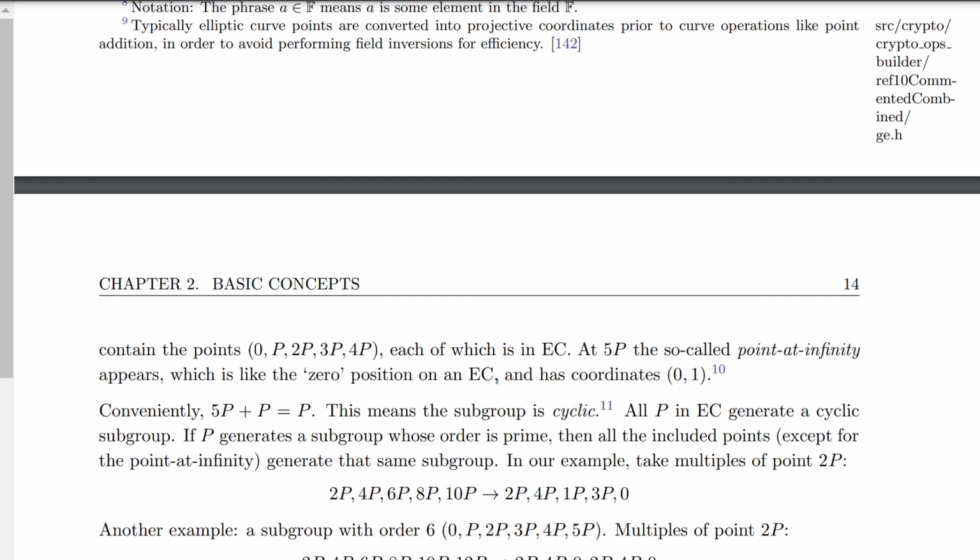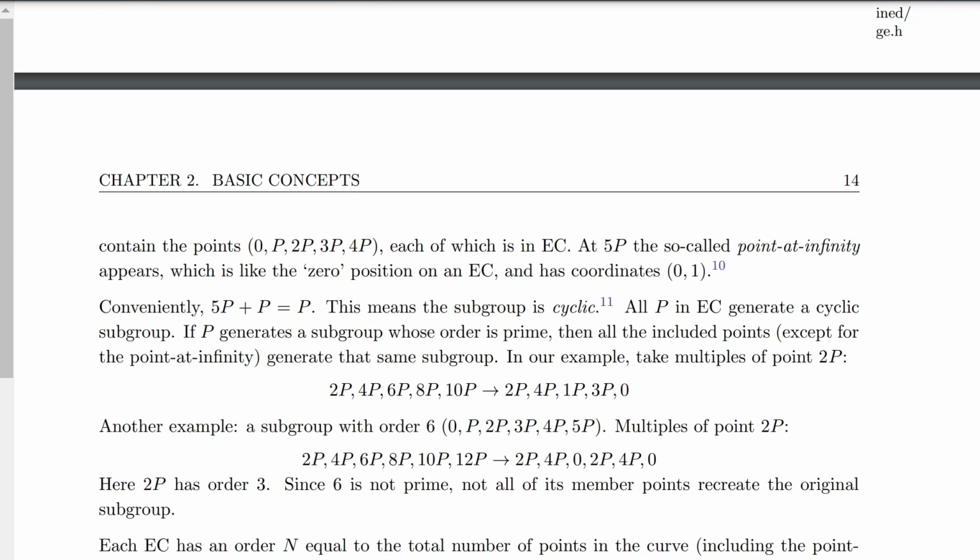So in this fashion, this is a cyclic setup, right? If you have 5P plus P, that equals P. In the same way, 10P plus P would equal P. All of this over and over, any multiple of 5 is just a repetition of it. And all of those points in a given elliptic curve can generate, or do generate, I should say, a cyclic subgroup. But the trick here is if a given point generates a subgroup whose order is prime, then all of the points in its subgroup generate that same subgroup, the exception being the 0 point, the point at infinity.